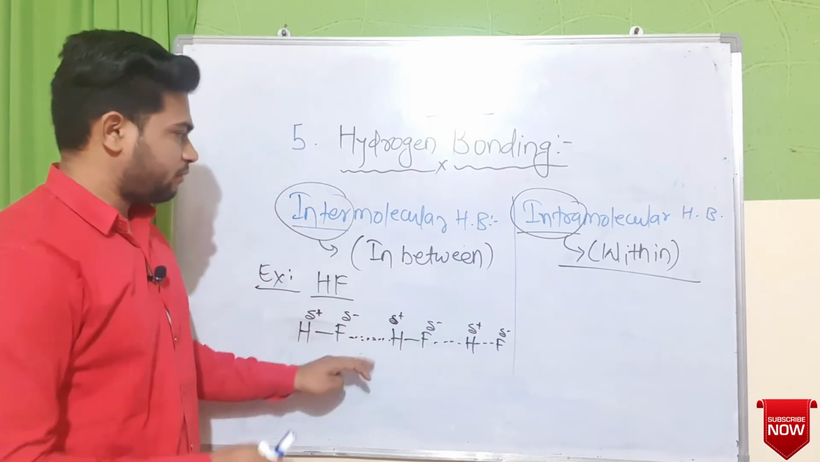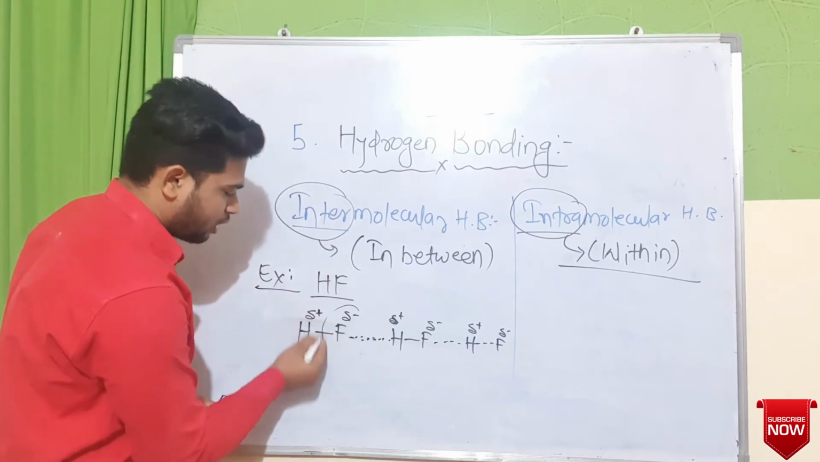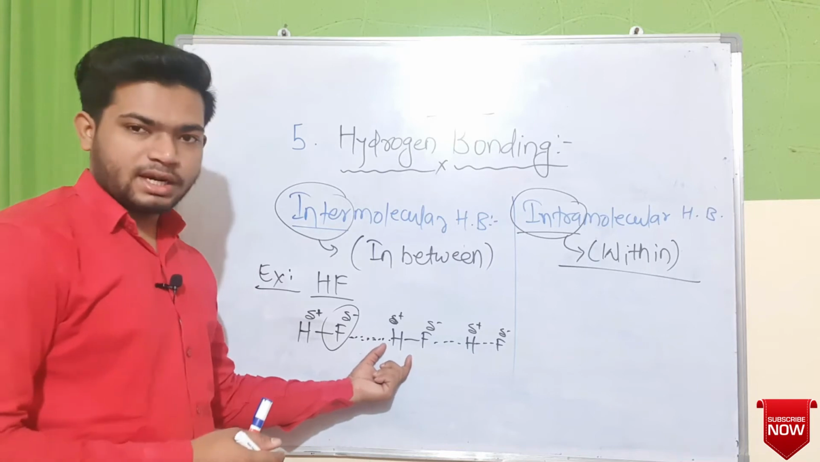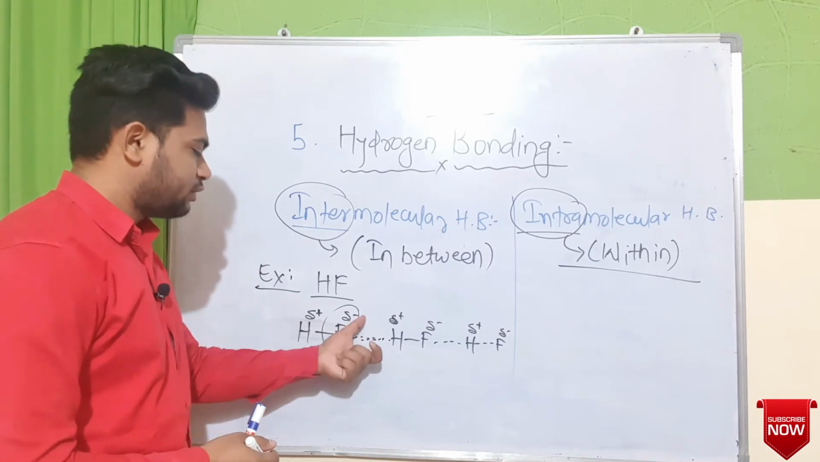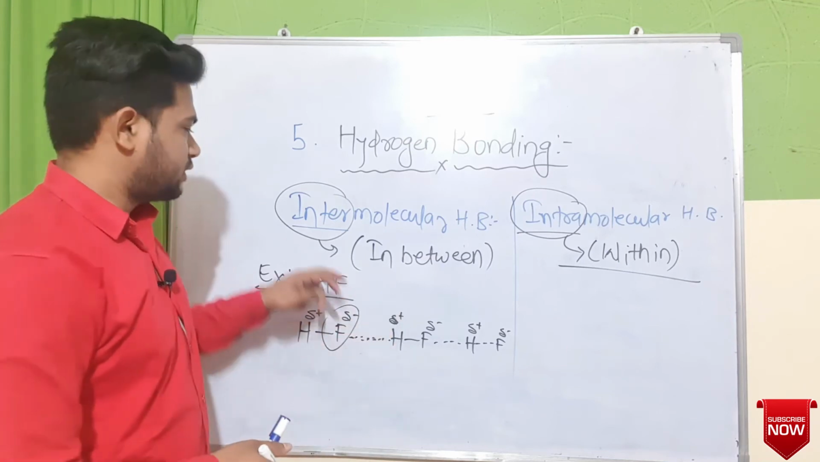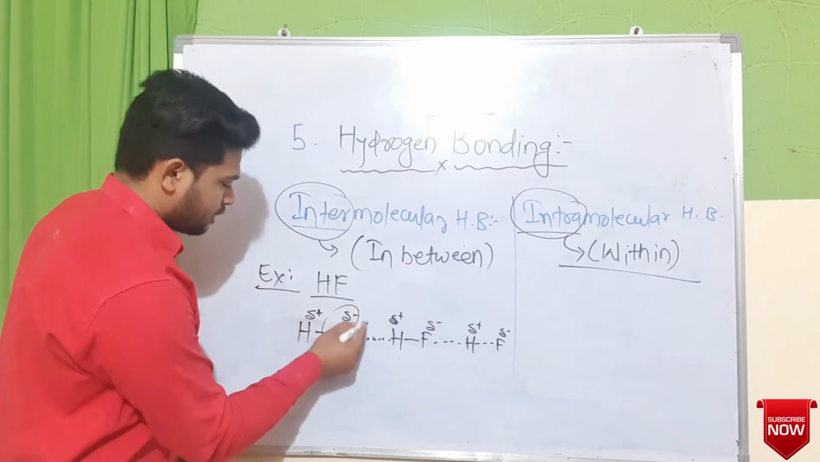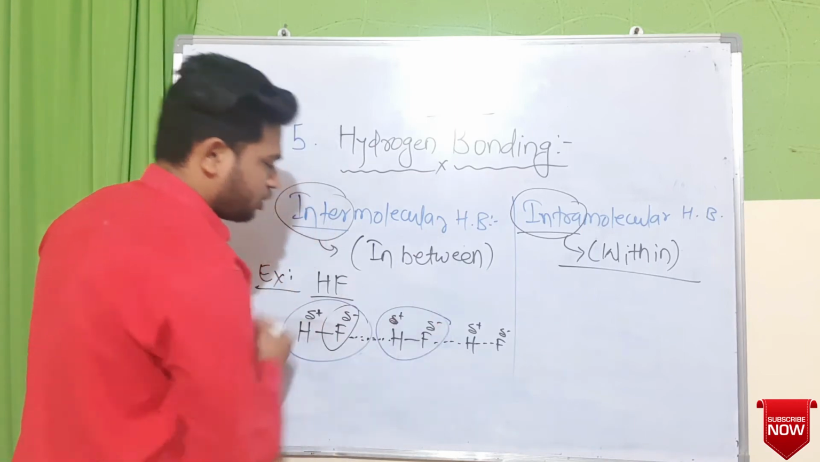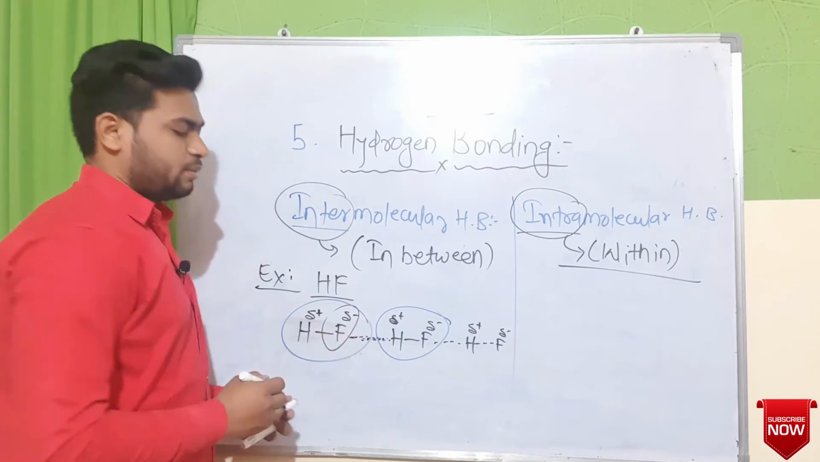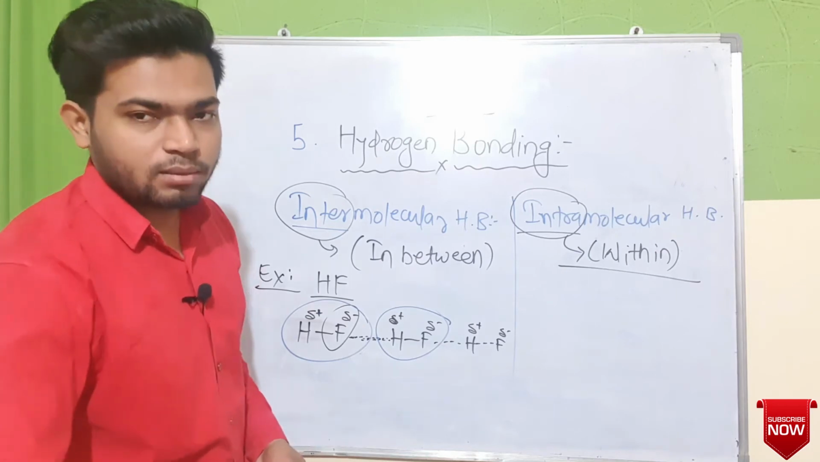This dotted line is shown for the hydrogen bonding, having interaction between the positively charged hydrogen and the negatively charged atom of another molecule. In this way there is a presence of hydrogen bonding, which is intermolecular hydrogen bonding. In between there are two different molecules. Here we can see this HF is one molecule and this HF is another molecule of hydrogen fluoride. So between the two molecules there is a dotted line, which means there is a presence of hydrogen bonding. This type of hydrogen bonding is known as intermolecular hydrogen bonding.